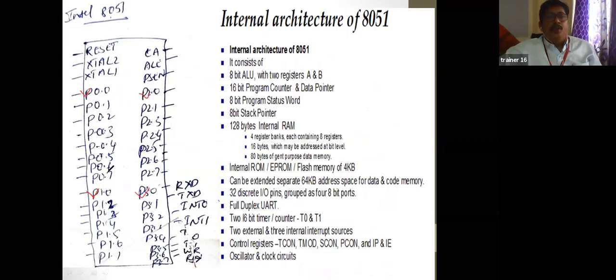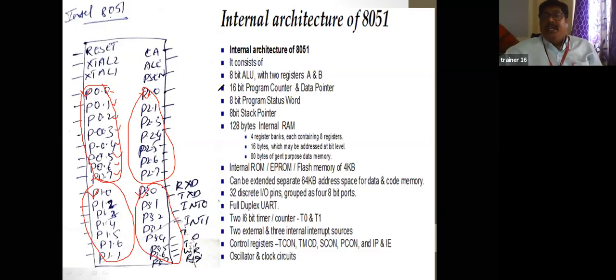In P0, there are 8 pins: P0.0, P0.1, P0.2, P0.3, P0.4, P0.5, P0.6, and P0.7. Similarly P1.0, P1.1, and so on. For all these ports, each has a total of 8 pins.